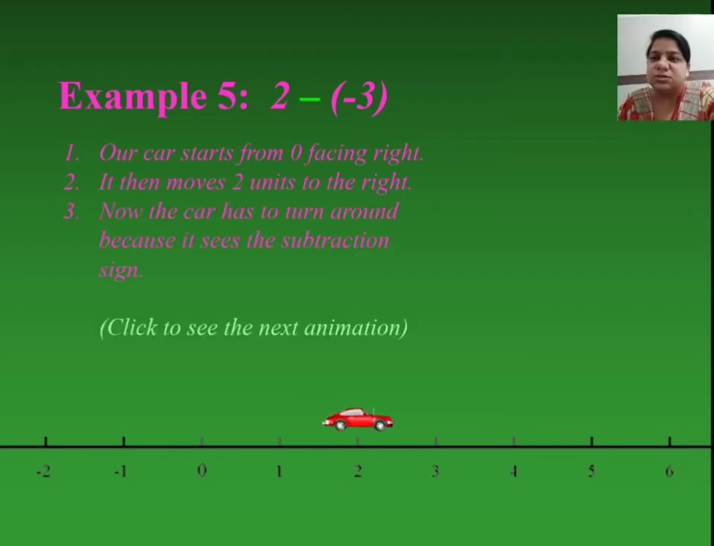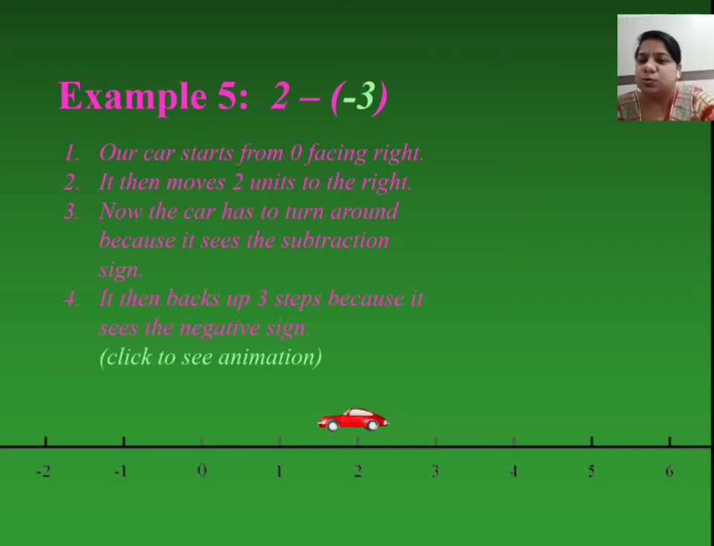Now next we see a subtraction sign. It means the car has to turn 180 degrees. So we have taken a 180-degree turn, and now the face of the car is towards the left side. And now it sees a negative integer, minus 3. Okay, so just check, there are 2 negative signs. The first sign was the subtraction sign. The second sign is for the integer, it is the negative integer minus 3.